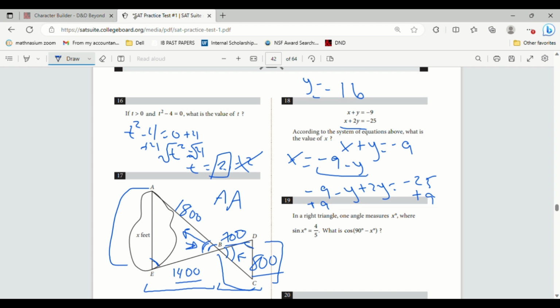-16. So we can plug this into either one of our two equations, however it'll be easier in the first one. So we have x minus 16 equals negative 9. And add 16 to both sides. We get negative 9 plus 16, so x equals 7.